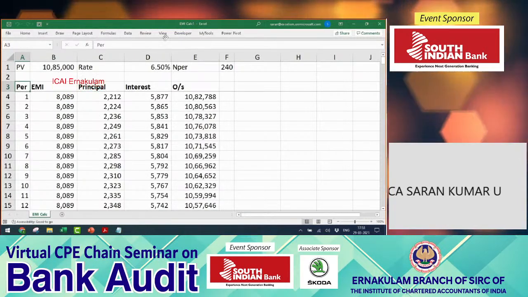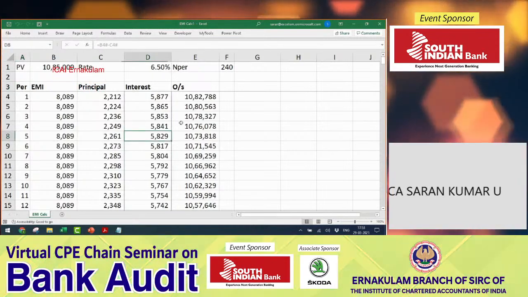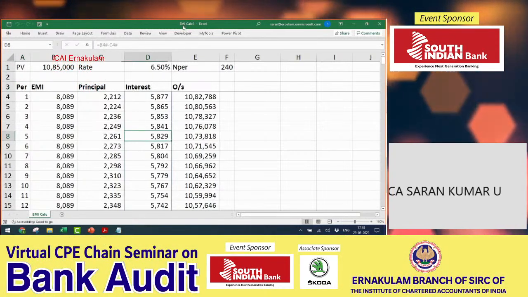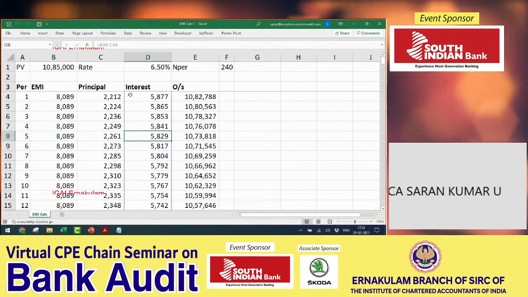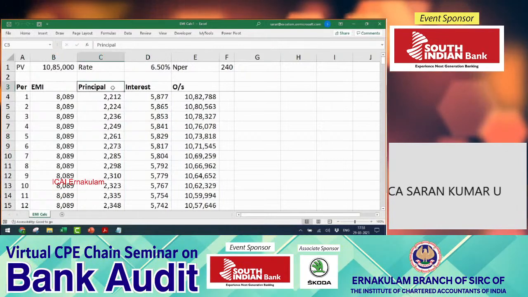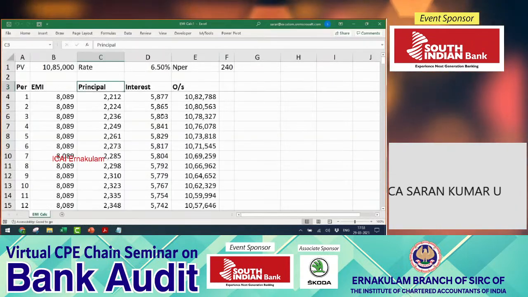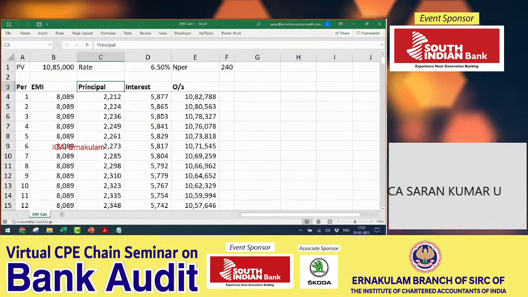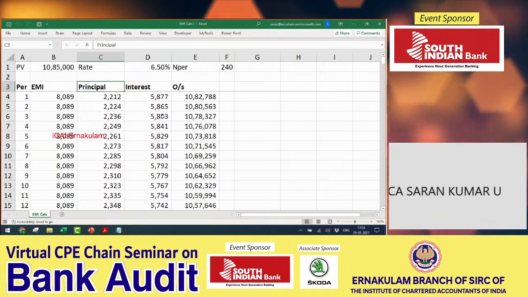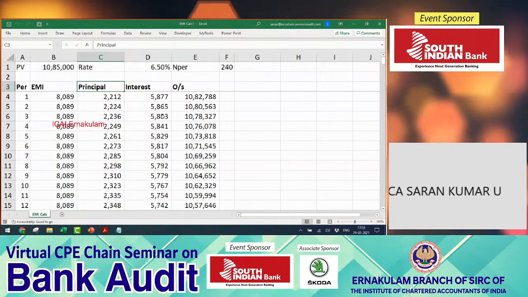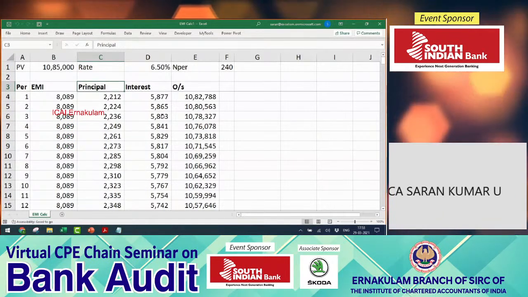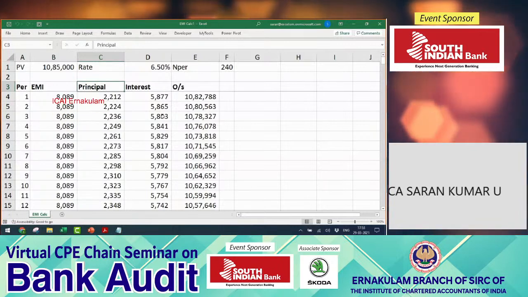But for your information, this EMI calculator's workbook name is EMI Calc 1. That means this is independent of what we find in the template. That means it creates a separate Excel file for you and opens it. So the template is there as long as you are using that computer. Whenever you open an Excel file, that template by default is there at the backend.